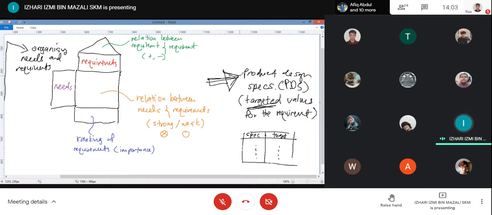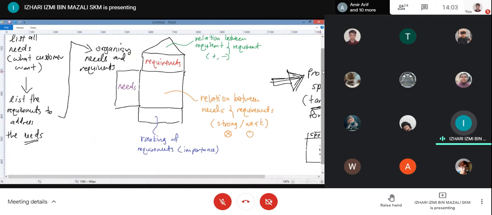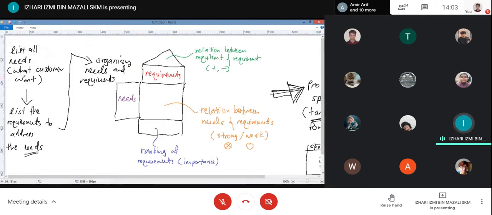Alright, so first of all, before you start doing design, you need to list down all of the needs first. This is the first step. List down all of the needs. In other words, what customer want in our product. So you have to list down everything.